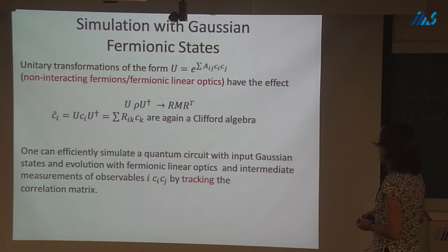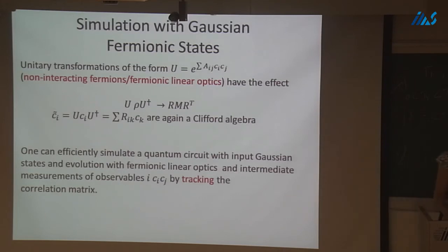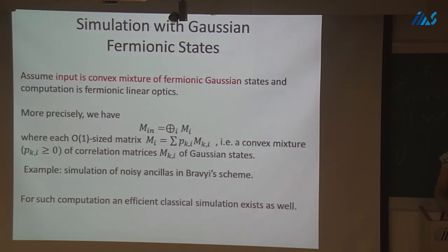So the bottom line is that if you have a circuit with input Gaussian states, evolution with fermionic linear operators, and maybe some intermediate measurement of some observables, not anything, then you can simulate this by tracking the correlation matrix. Now, how much time do I have actually?